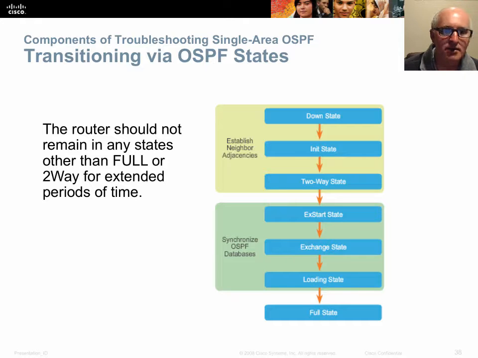Okay, great. Then they move on to synchronizing their database. So they start sending and exchanging those LSAs until they both have a comprehensive view of the network. And we call that convergence, or being converged, when they both have loaded all of the LSAs into their database and have the same view. At that point, they're said to be in a full state, and you would see that in the show commands where it would say full.